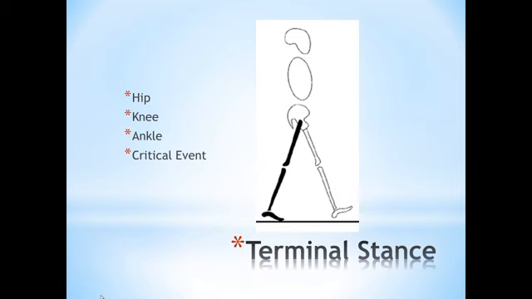So at terminal stance, the body progresses over the forefoot. The hip is in about 20 degrees of extension or apparent hyperextension. There's no muscle activity. The knee is flexed at 5 degrees or close to 0. Again, still no muscle activity. And the ankle dorsiflexes to 10 degrees. And the calf becomes active. And so our critical event then is controlled ankle dorsiflexion with the heel beginning to come off the ground.